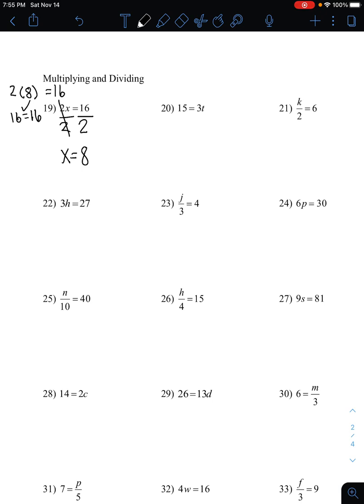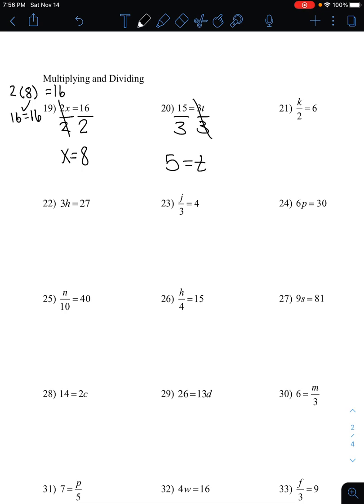7th graders, I'm here to tell you that it's okay for your variable to be on the right side of the equal sign. Your goal is just to get it by itself. It doesn't matter what side of the equal sign you have it on. Your goal is to get your variable by itself. So what do we do? Divide by 3 to get t by itself. 15 divided by 3 is 5, so 5 is equal to t.